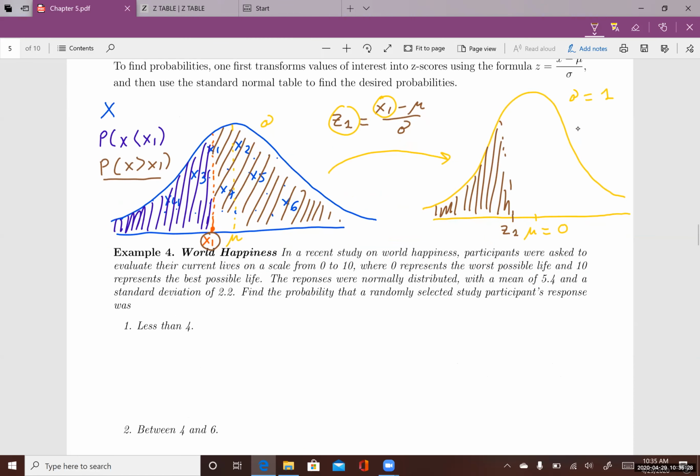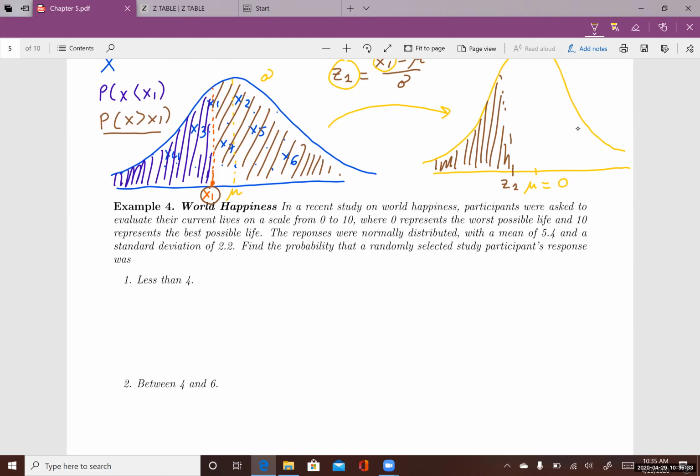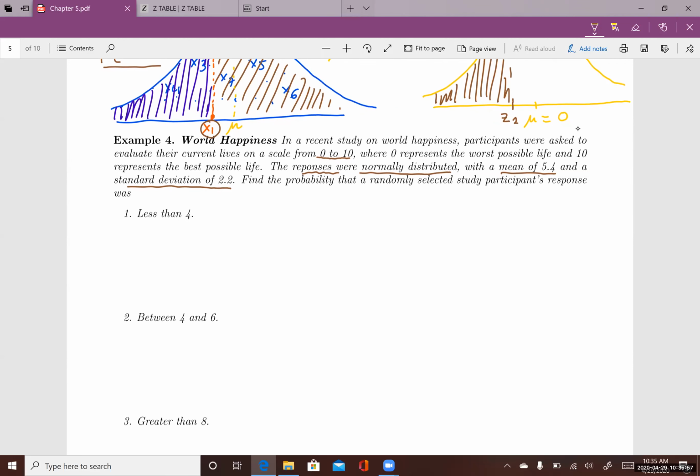All right, let's look at an example, world happiness. In a recent study on world happiness, participants were asked to evaluate their current lives on a scale from 1 to 10, where 0 represents the worst possible life and 10 represents the best possible life. The responses were normally distributed with a mean of 5.4 and a standard deviation of 2.2. Find the probability that a randomly selected study participant's response was less than 4.